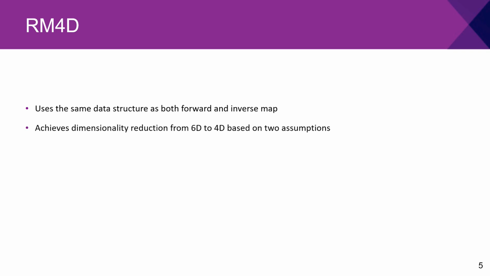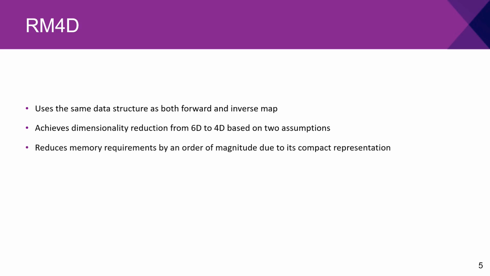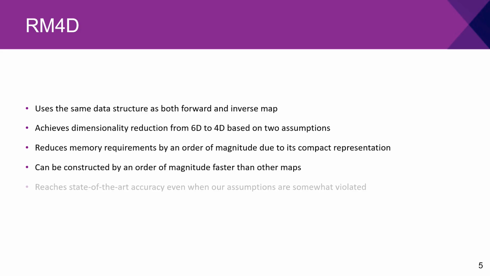We further achieve a dimensionality reduction from 6D to 4D, which reduces the memory requirements and the construction time of the map by an order of magnitude. Yet, we reach state-of-the-art accuracy. So in short, we can do what two 6D maps can do with one 4D map. Let's see how this works.